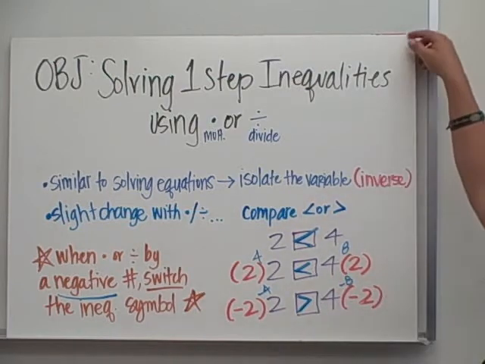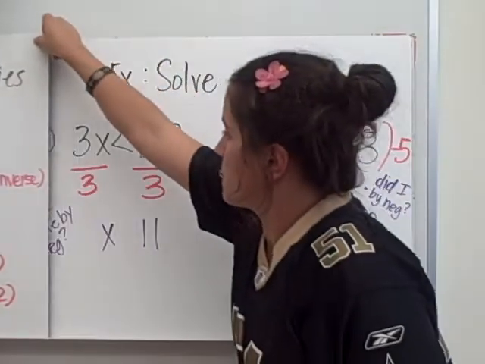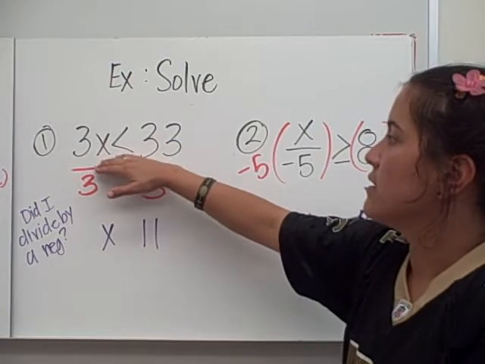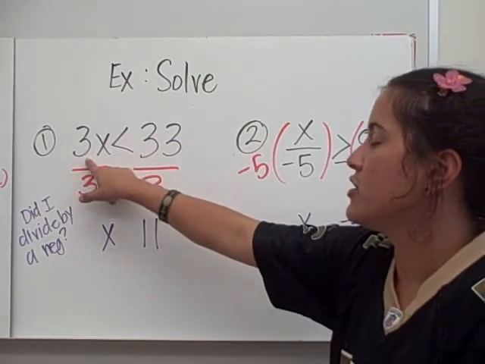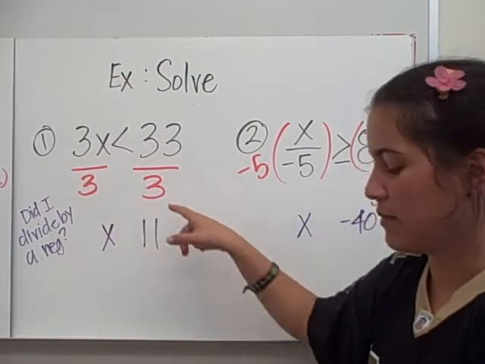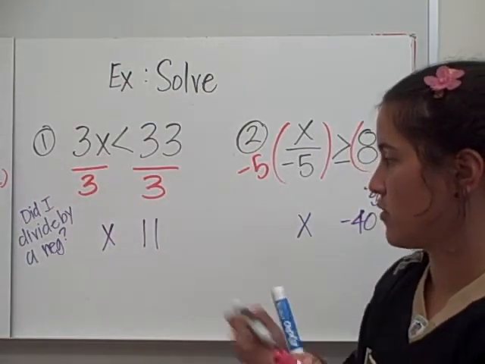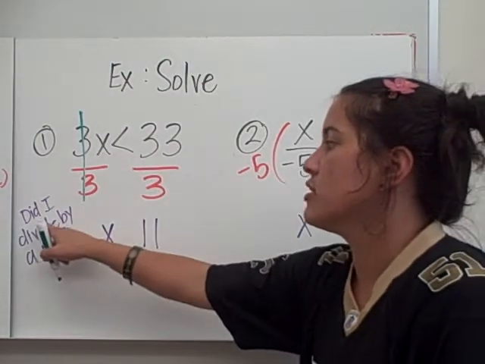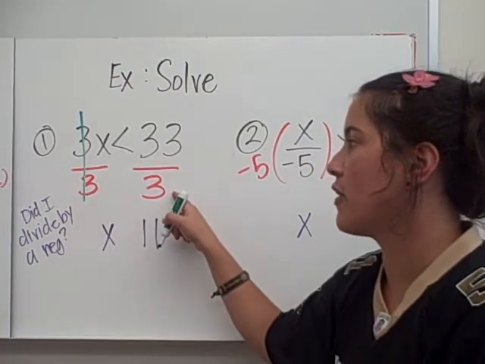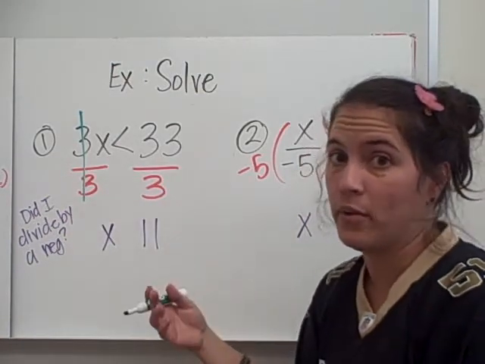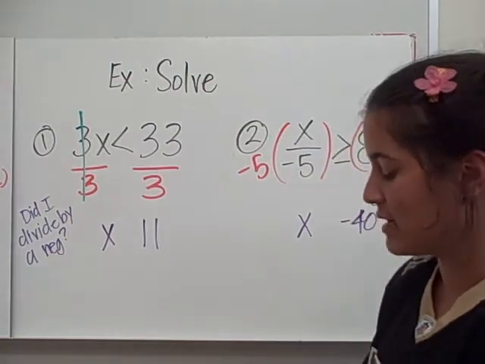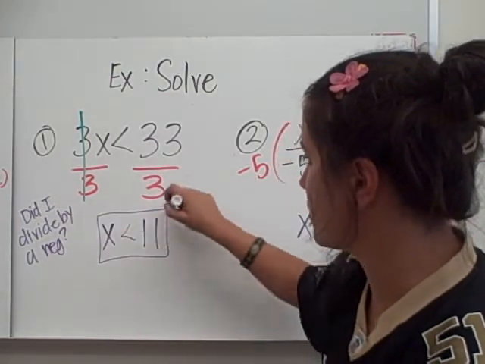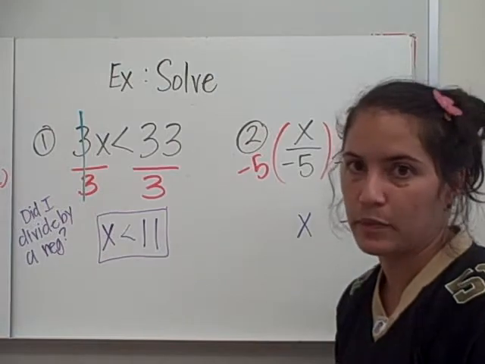So let's do some examples to work these problems out. All right, so example 1, solve 3x is less than 33. I need to undo this multiplication with division, so I'm going to divide both sides by 3. 3 divided by 3 is 1, which leaves me with 1x. 33 divided by 3 is 11. So now my question is, did I divide by a negative? I divided both sides by 3, so did I divide by a negative? No. So my symbol stays the same, and I bring down a less than, and my answer is x is less than 11. Very simple.